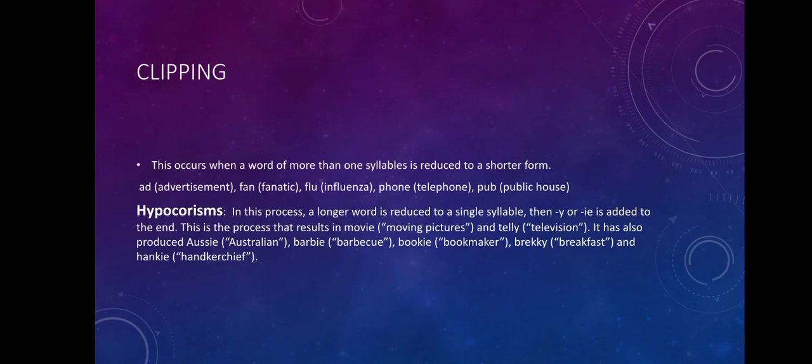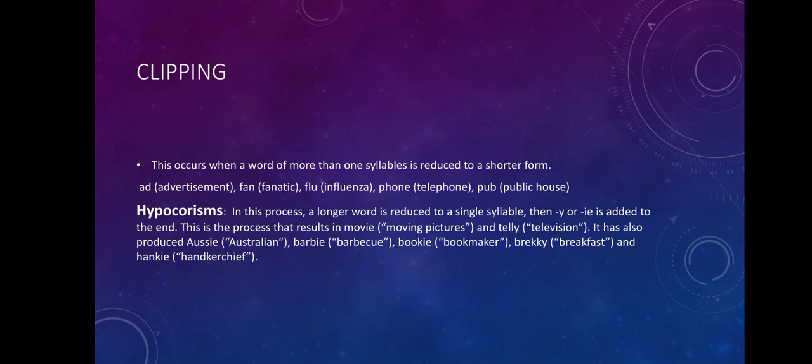Then the next is clipping. Clipping occurs when a word of more than one syllable is reduced to a shorter form. We clip, we trim the original spellings and we create new terms that are shorter in spelling. For example, ad, which is a shorter form of advertisement. We have flu, we have fan, we have the example of phone, we have example of pub, which was originally public house.